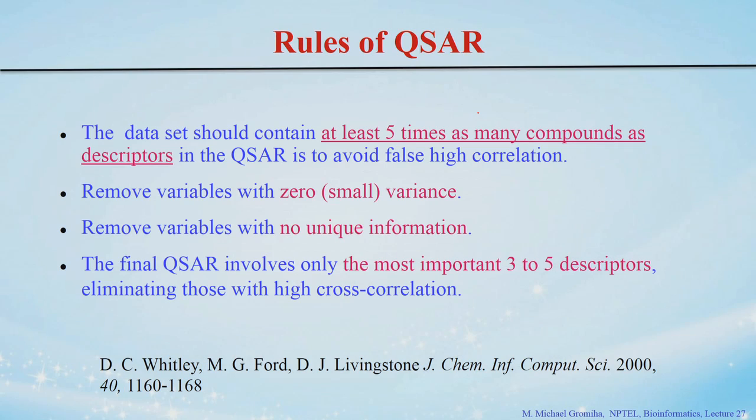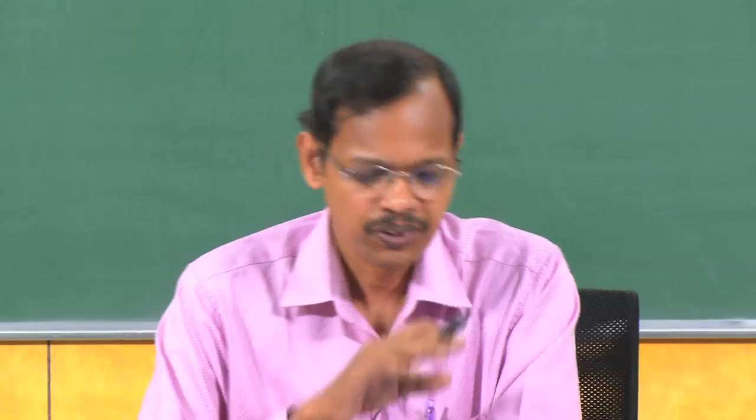Then you need to remove the variables with zero variance, and also the variables with no unique information. Sometimes we have features with no information or no relationship with the activities. In this case we need to remove those variables, because it is not possible to explain why a specific feature is selected to relate to the biological activity.